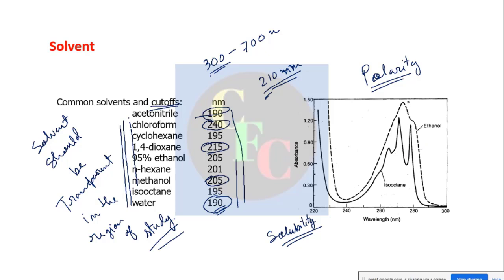Suppose you put a copper sulfate solution and you put acetonitrile. Acetonitrile sometimes actually coordinates with copper also. If it coordinates with copper, it will form a different complex. So the solvent coordination should also be taken care of. The choice of solvent should be such that you get a big window first of all, and it does not interact with the compound itself.